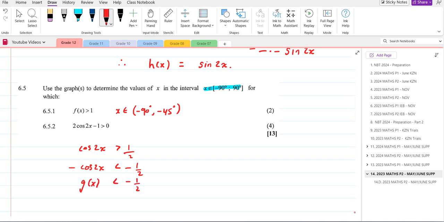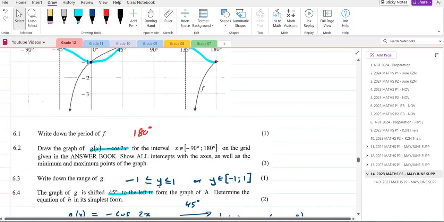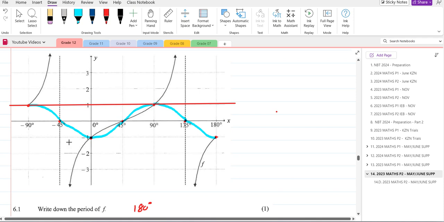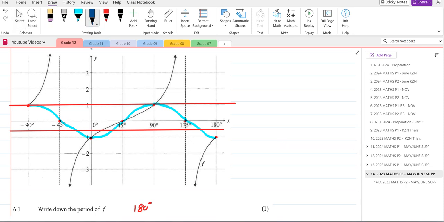So when is the g graph below minus half, the line minus half? I'm going to draw a horizontal line at minus half. Now you know cos of 60 is half. So remember, how are you going to get cos 60? Remember, cos of 60 is half. So I'm looking at this line here.